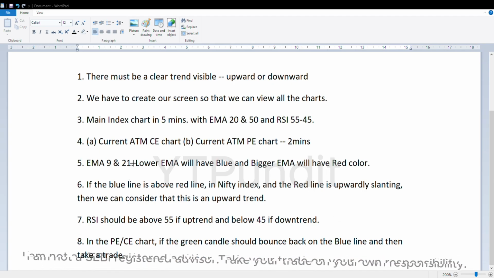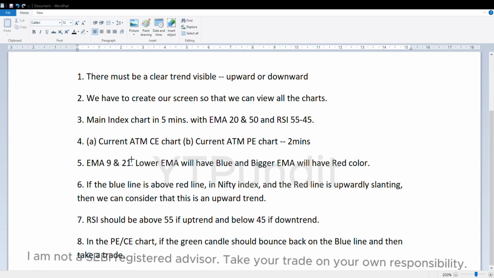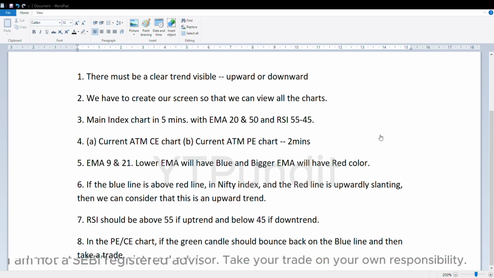When you are ready to take a trade, at that time you make the chart. First you make the chart according to whatever the ATM was. Then accordingly you buy at the ATM price. The EMA for the PE charts is 9 and 21. If the blue line is above the red line in the Nifty index and the red line is upwardly slanting, then we can consider this an upward trend. If the blue line is below, then it is a downtrend.